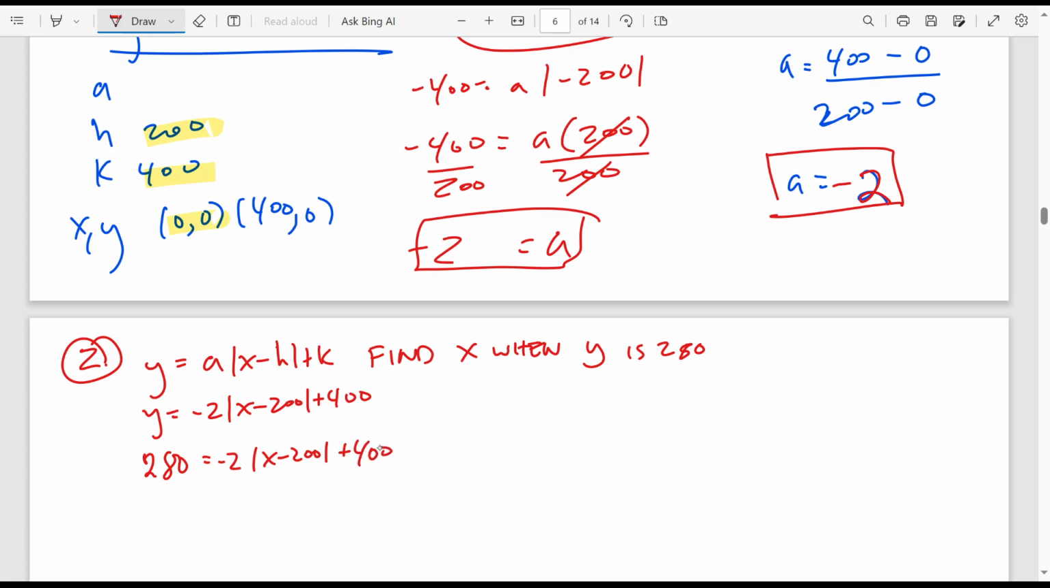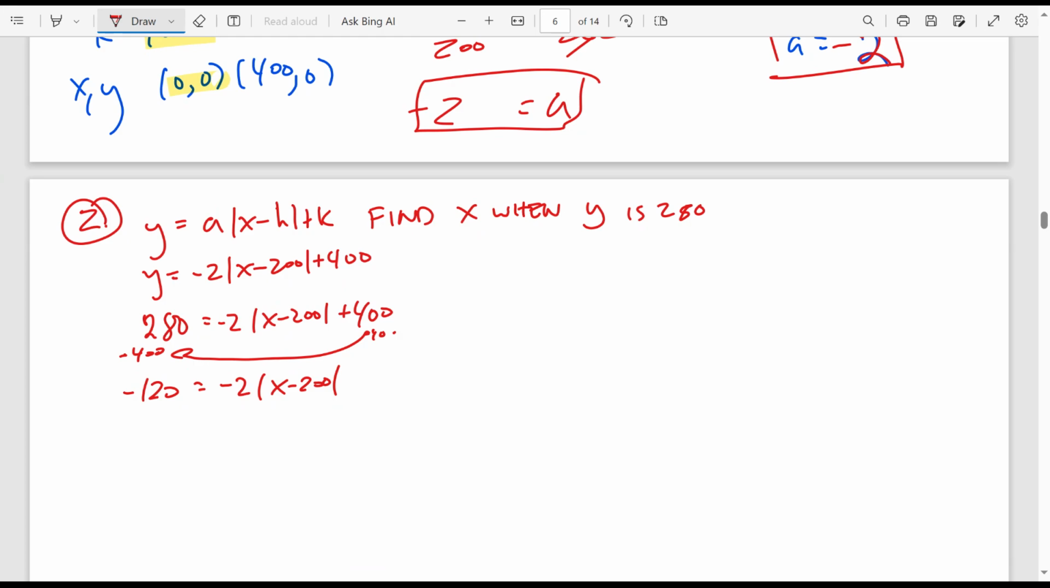So from here, I'm just going to verbalize what I'm walking through. Bring the 400 over by subtracting 400 from both sides, right? So I'm going to end up with negative 120 is equal to negative 2|x minus 200|. And then from there, divide by negative 2 on both sides. Nice that I got a positive 60.